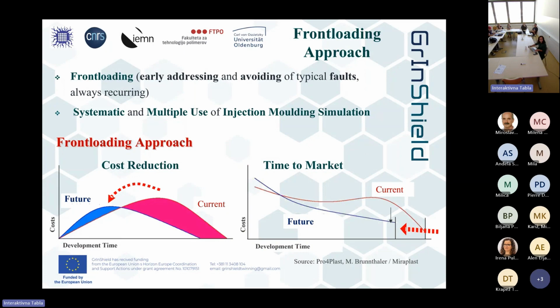Here we have to increase the costs, but finally we end up earlier with the development. So time to market is shorter and we cut down the costs. So that's what front loading means. And front loading demands a systematic and a multiple use of injection molding simulation. Without simulation, we cannot find out the problems which we would have been facing here in that phase.